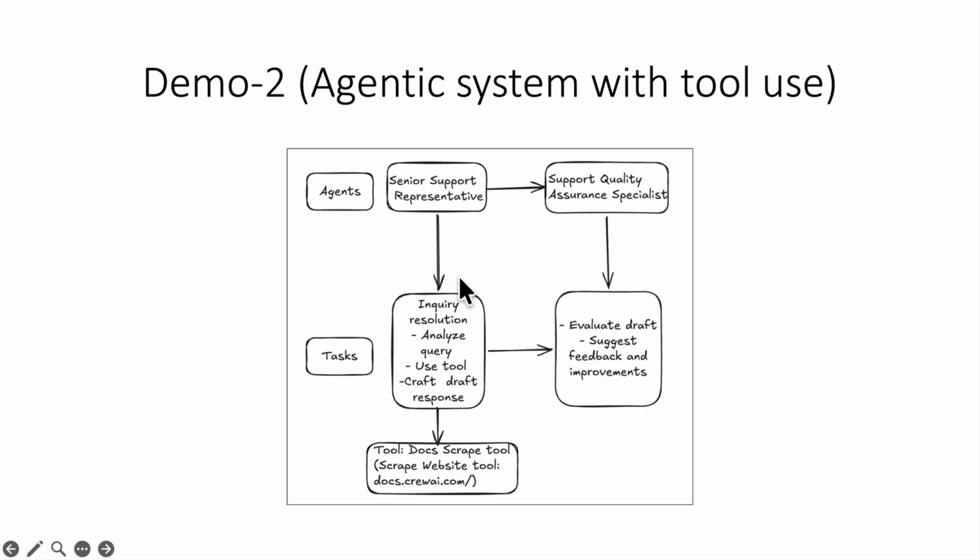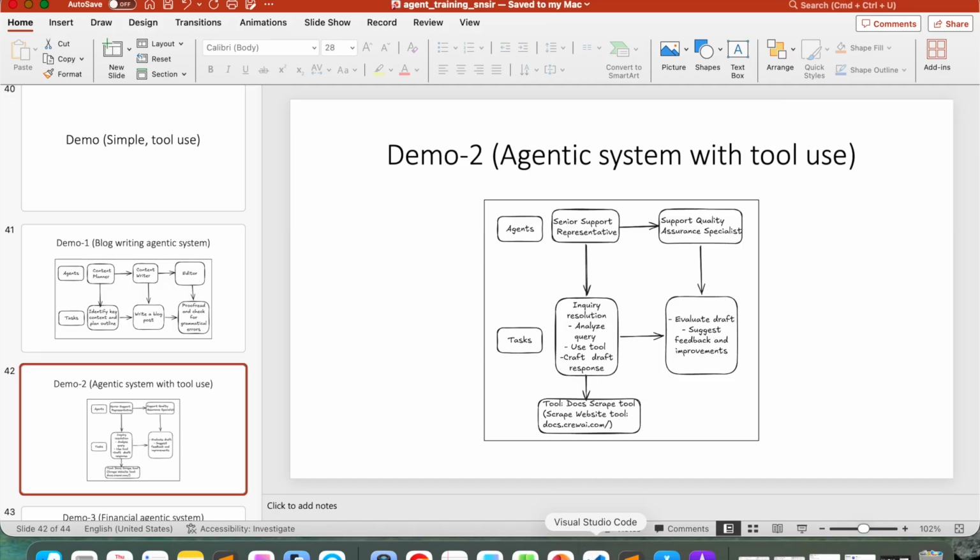In the earlier system we did not use any tool. Here we are going to use a tool, right? This is a scrape website tool where you pass the URL of a particular website. It will scrape the information and get you the correct information based on the user query. Okay, so that is the task of this particular agent. It will analyze the query, use this tool and craft a draft response, and the support quality assurance specialist will evaluate the draft, suggest feedback and improvements, right? So that is the goal. Now let's go to the demo.